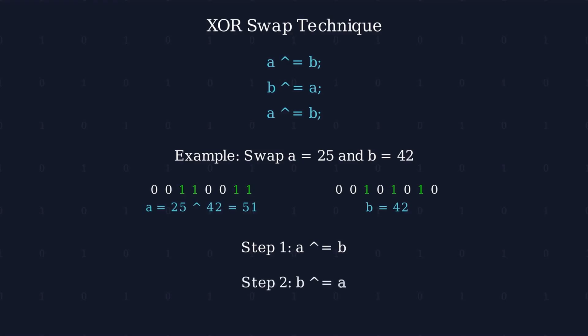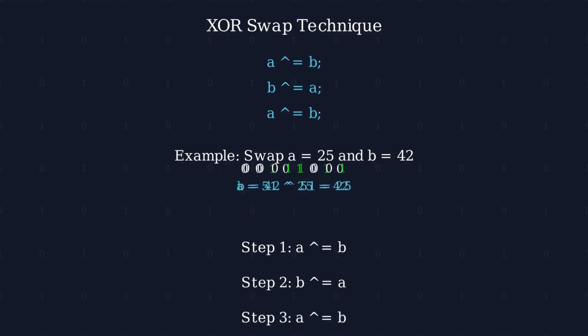In step 2, we set B equal to B XOR A. Since A now equals 51, this operation gives us B equals 25, which was our original value of A. Finally, in step 3, we set A equal to A XOR B. Since B now equals 25 and A equals 51, this gives us A equals 42, which was our original value of B. And just like that, we've swapped the values of A and B without using a temporary variable. This technique is particularly useful in memory-constrained environments.